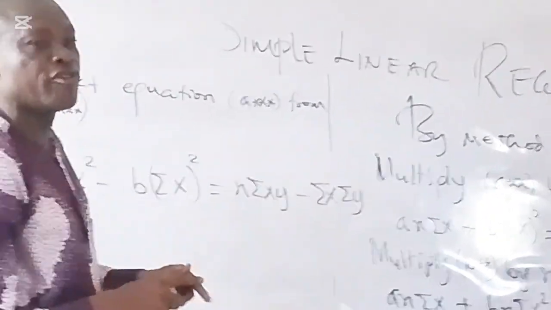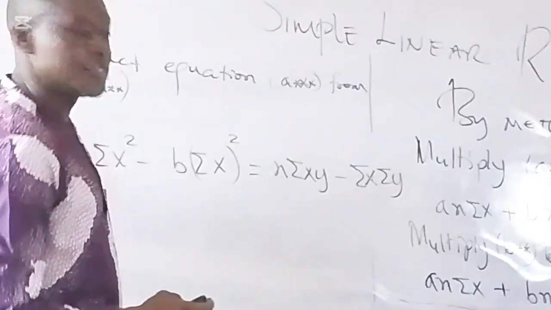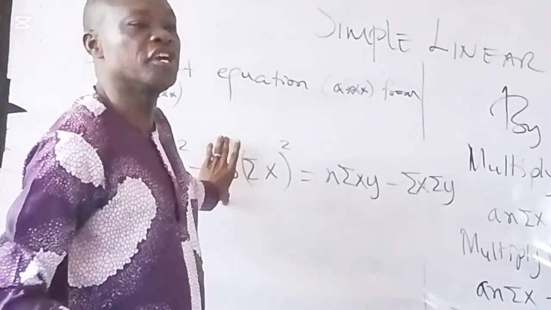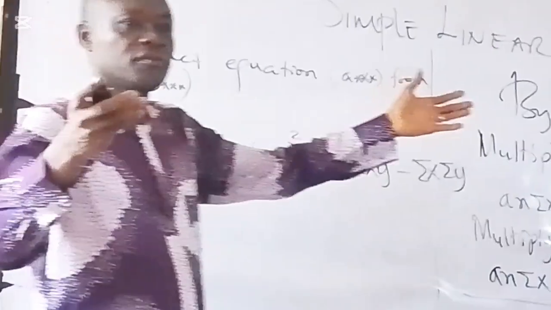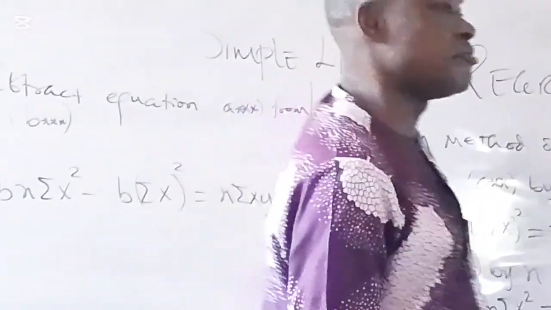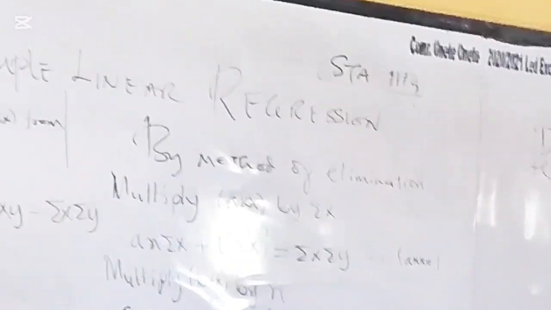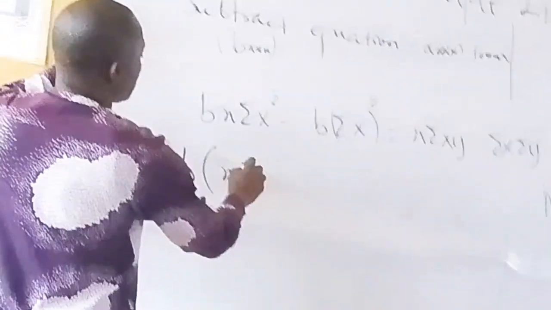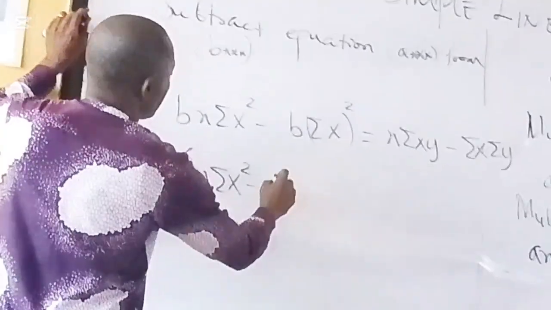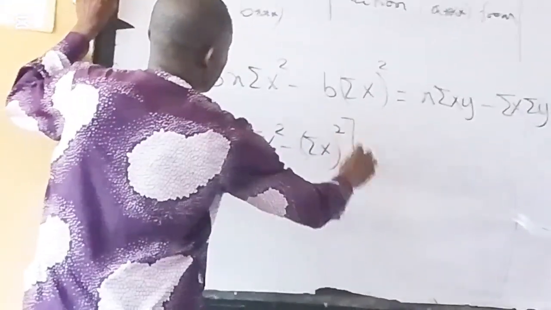Now, if you check the first one here, you will see that there is a b here and a b here. Are we okay? Please pay attention. There is a b here, there is a b here. We are going to factorize this. We have b into what? n sum of x squared minus sum of x all squared.